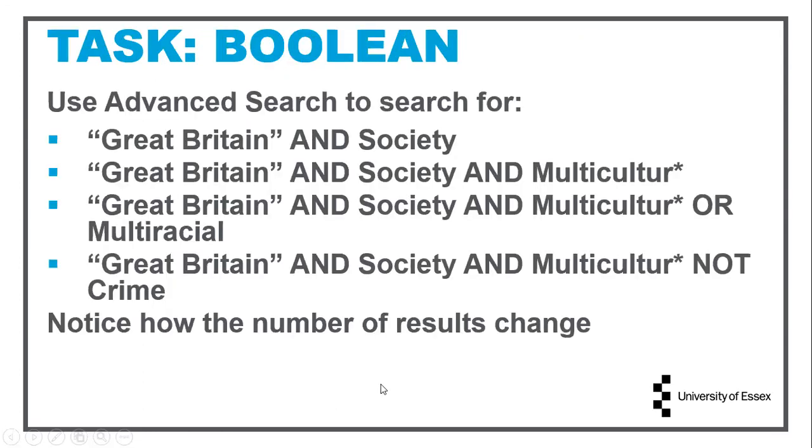Now you can have a go. So here we have some example searches that you can carry out through the library's advanced search using the different rows and Boolean operators as I've just shown you. Do a few of these and have a look at how the number of results changes depending on the search techniques and operators that you use. Pause the video now and have a go.